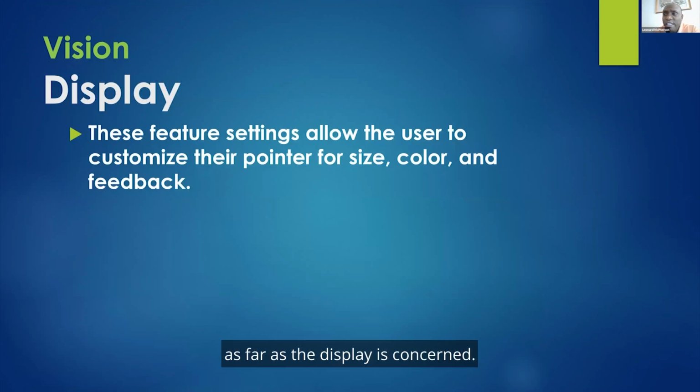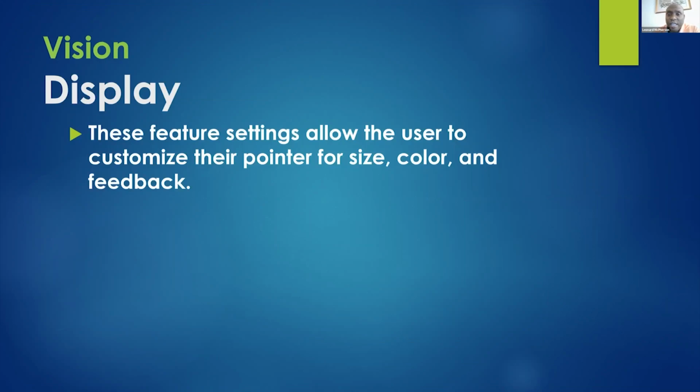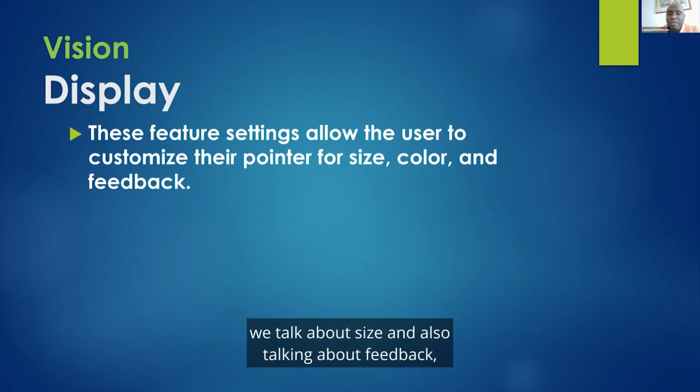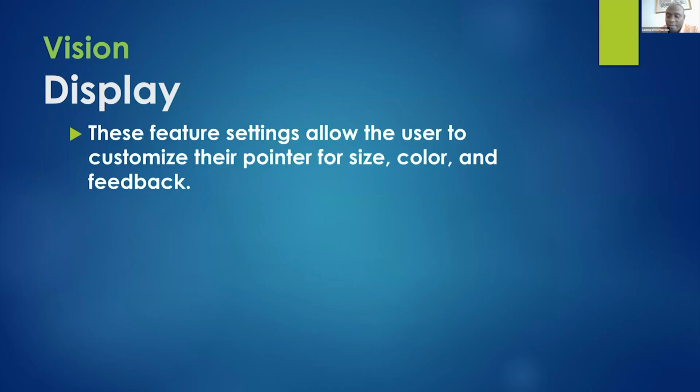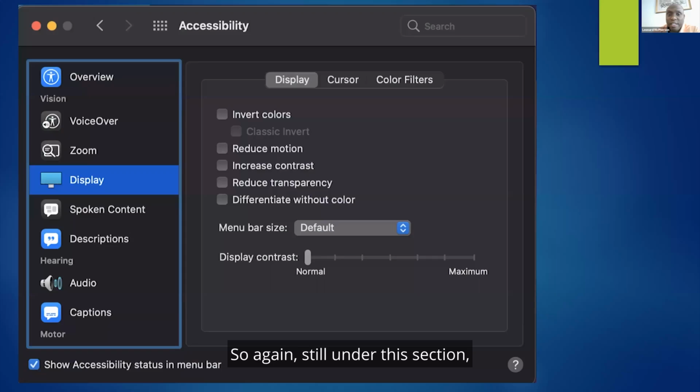Next, we're going to take a look as far as the display is concerned. We take up the display, we talk about color, we talk about size, and also talk about feedback as it relates to it. So again, still under this section, we notice that with display, it actually has 3 different options that you can take a look at. The first one being the display itself.